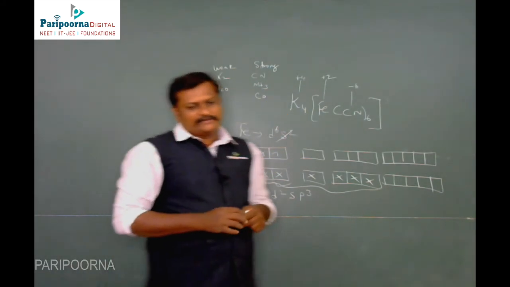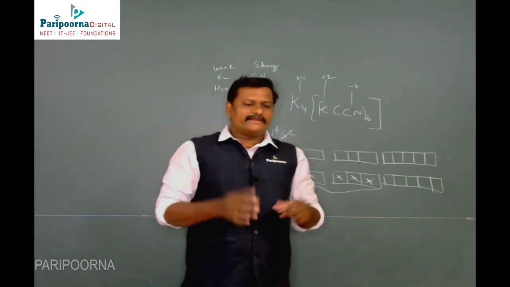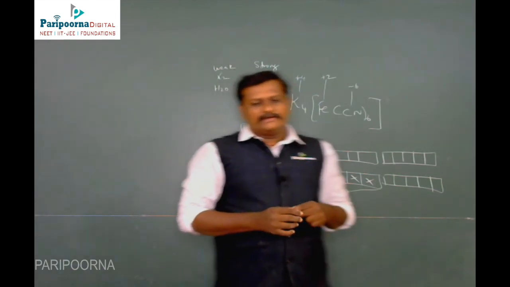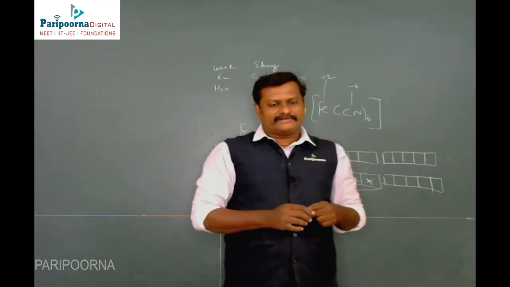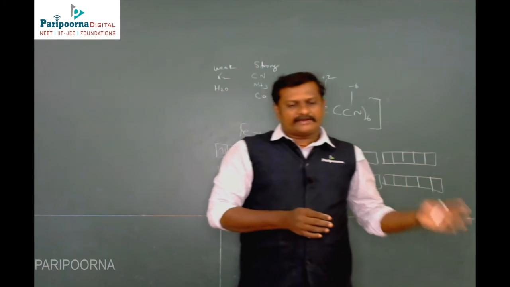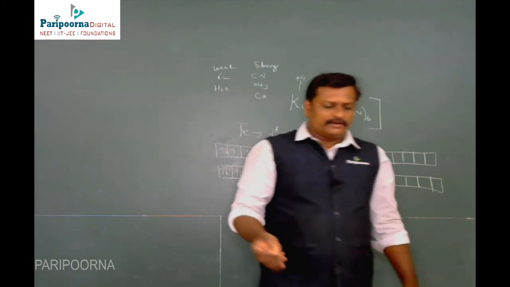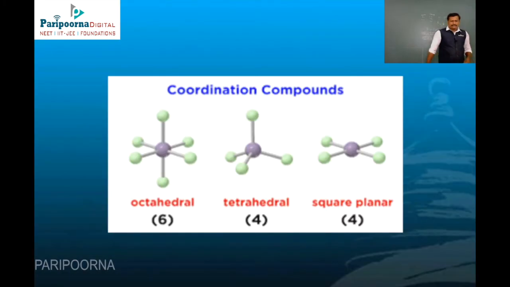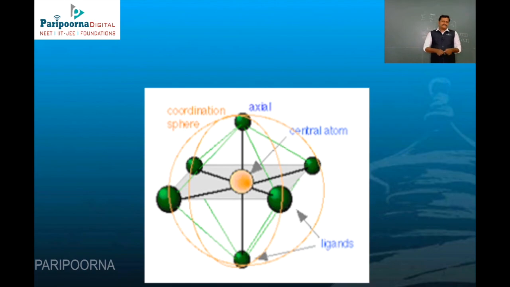Definitely the structure will be octahedral. Most coordination complexes are octahedral. If the number of ligands is 4, it will be tetrahedral or square planar. Now look at the structures here: octahedral, tetrahedral and square planar. Specifically, this is the octahedral structure of a coordination complex, right?